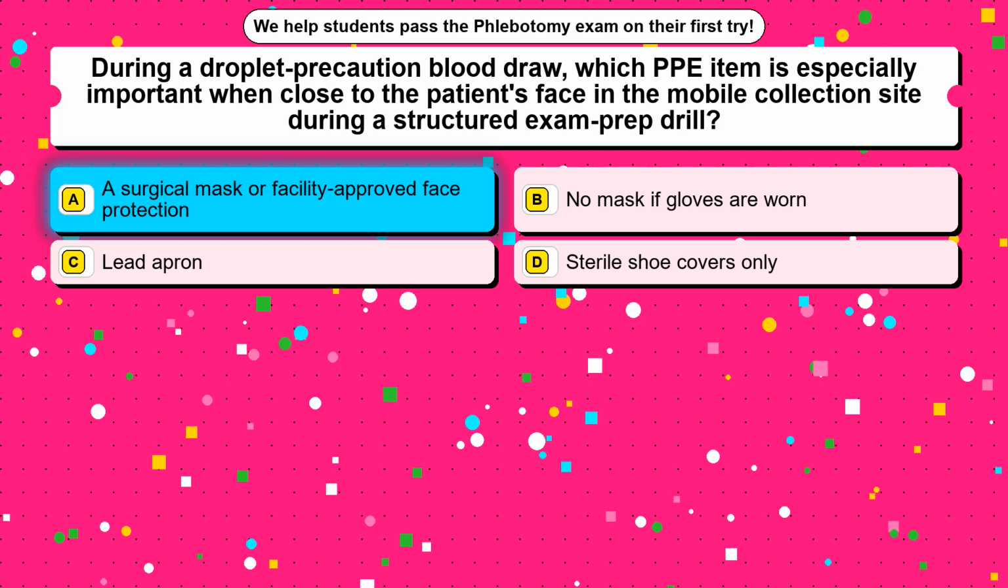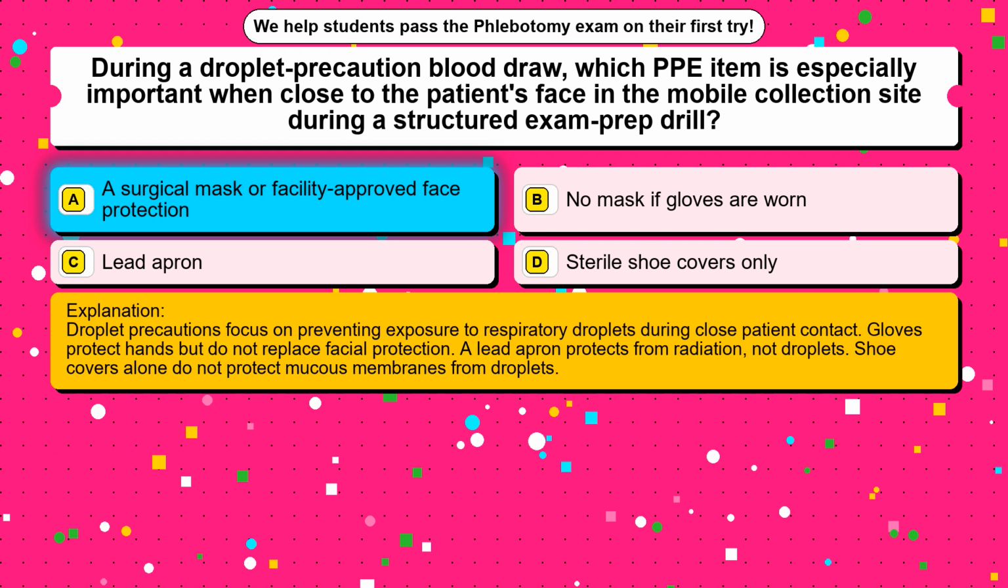The correct answer is option A. A surgical mask or facility-approved face protection. Droplet precautions focus on preventing exposure to respiratory droplets during close patient contact. Gloves protect hands but do not replace facial protection. A lead apron protects from radiation, not droplets. Shoe covers alone do not protect mucous membranes from droplets.